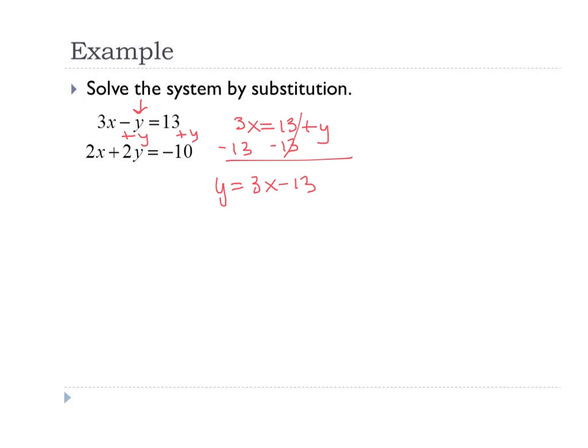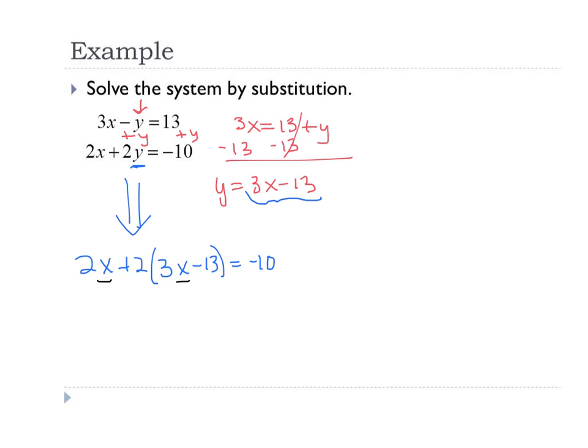Step number 2 is to substitute that expression into the other equation, and it has to be into the other one. You can't put it back in itself, it's not going to work. Okay, so y equals 3x minus 13. So I'm going to replace y here. So it's going to be 2x plus 2 times y, which is 3x minus 13, equals -10. That has left me with an equation with only one variable. It appears twice, but it's only one variable, x.